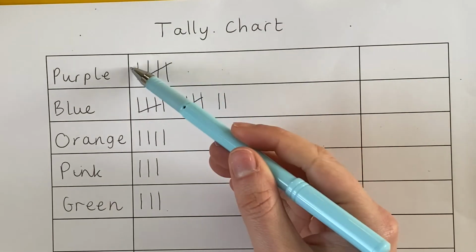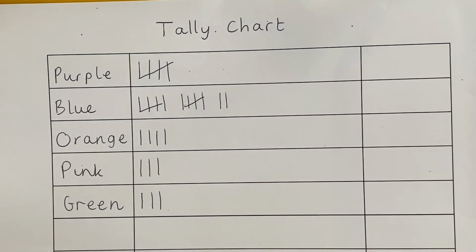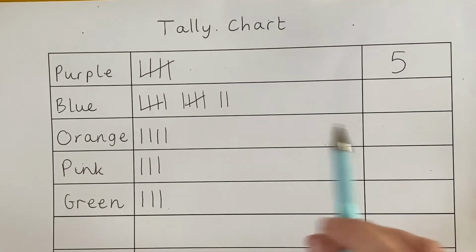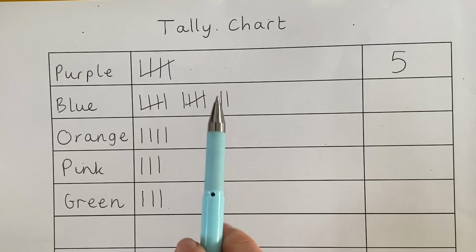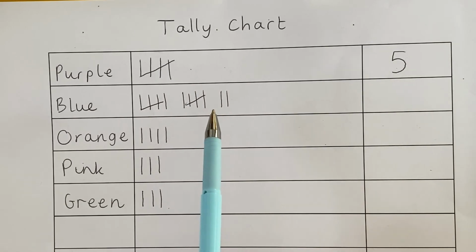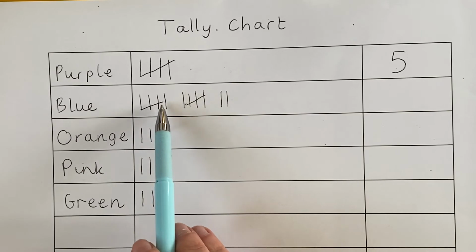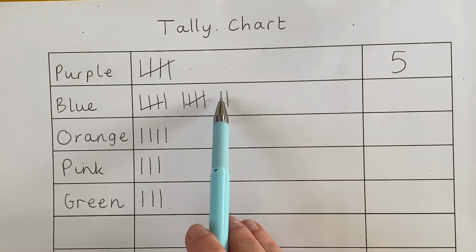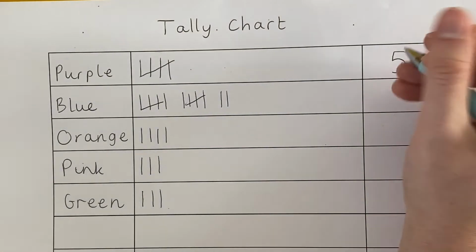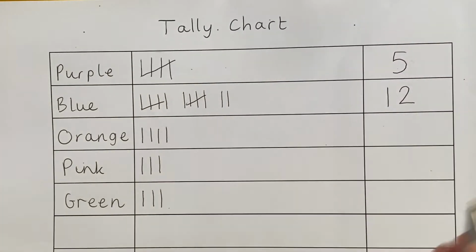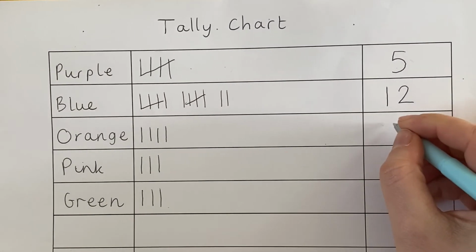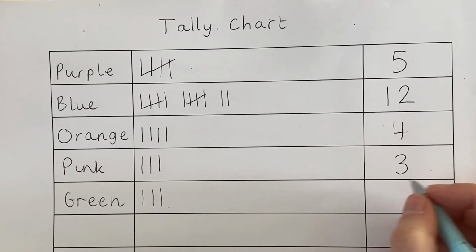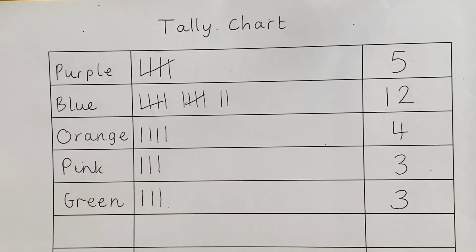Purple. Now I've got 4 lines going down and 1 going across. I know that that means 5. So 5 for purple. Wow, there are lots of blues. Now this is when counting in 5s, like you did last week, is really helpful. Because we can say 5, 10, put 10 in our head, 11, 12. Wow, that was a huge number, wasn't it? 12. Orange, I can look at that and I know that I have 4. Pink, 3. Green, 3. Wow.